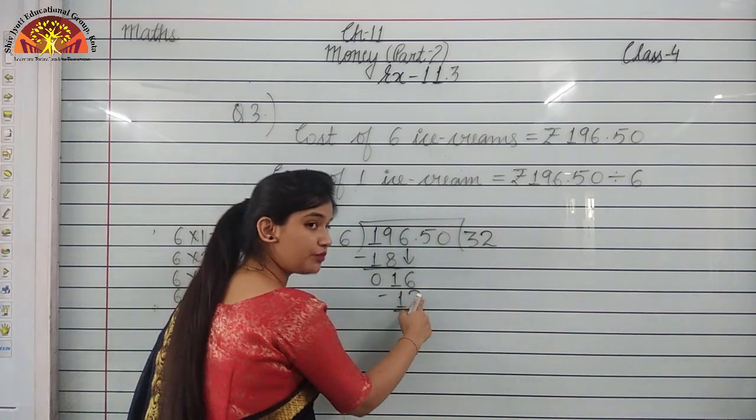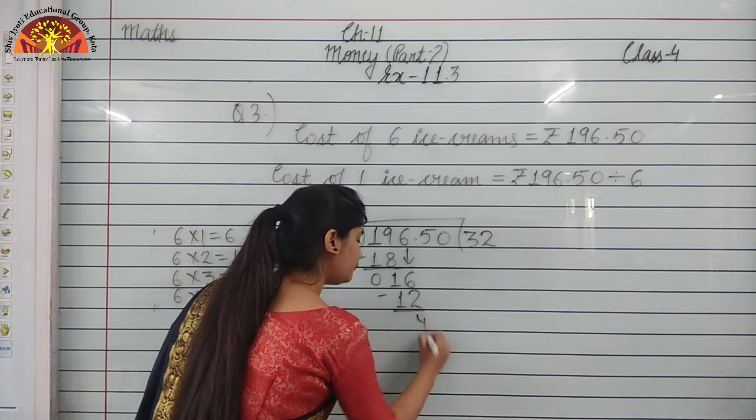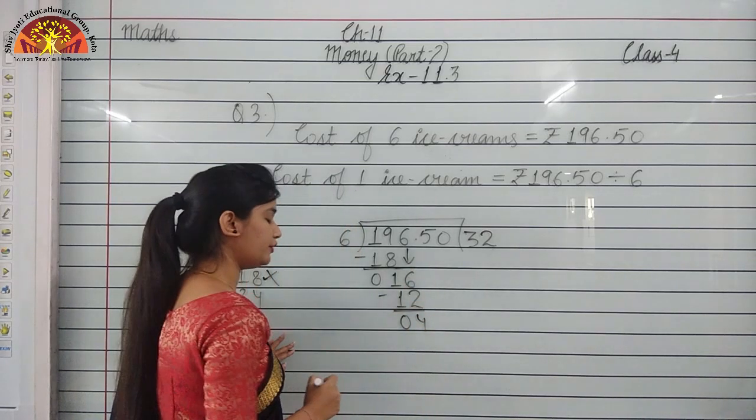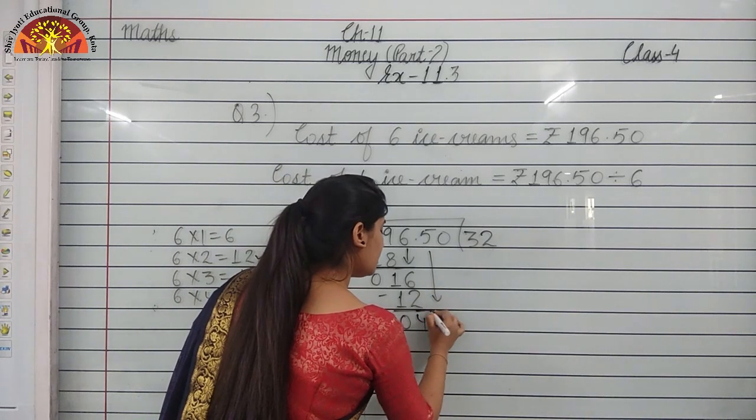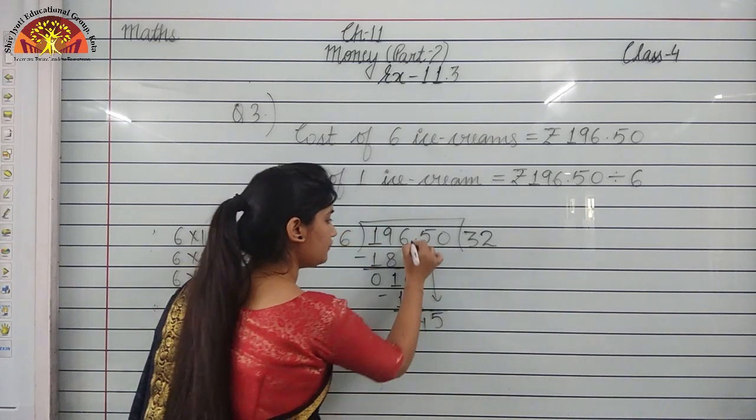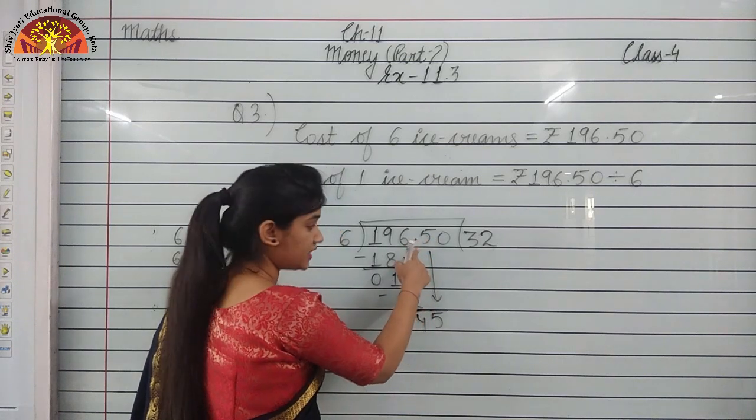Now we have to subtract 2 from 6. It will be 4. And 1 minus 1 will be 0. So now again students, before taking this 5, we can see a decimal. We can see this point.